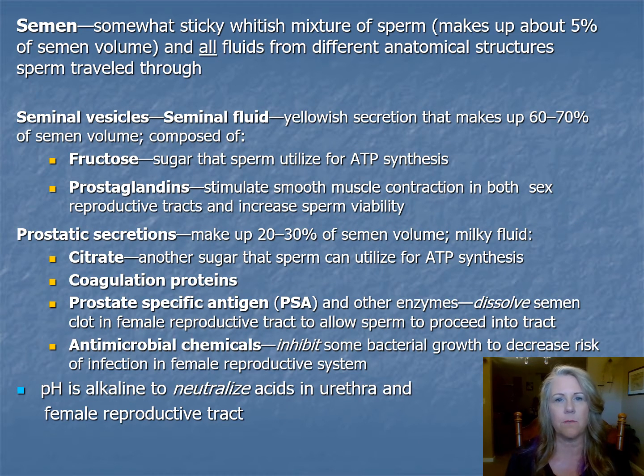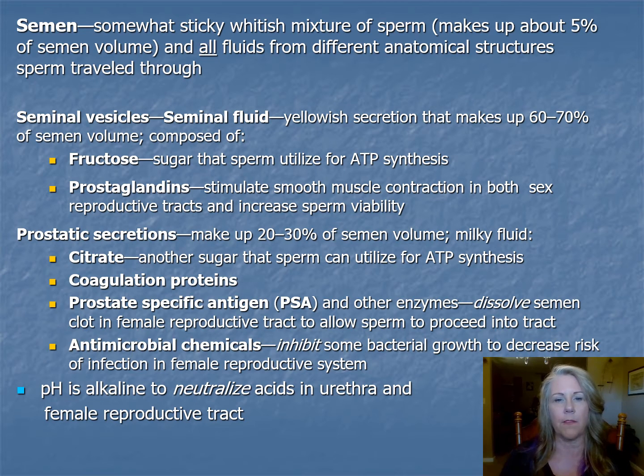So we talked about sperm being produced in the testes, but I also said something about semen. So let's talk a little bit about that. Now, semen is a somewhat sticky, whitish mixture of sperm. Sperm actually makes up only about 5% of the semen volume, and the rest is fluids from the different anatomical structures that the sperm travels through.